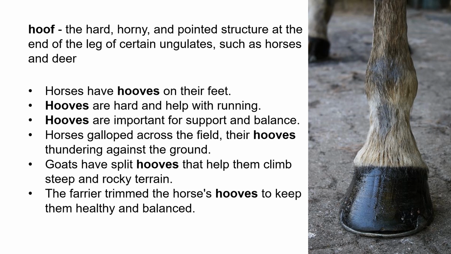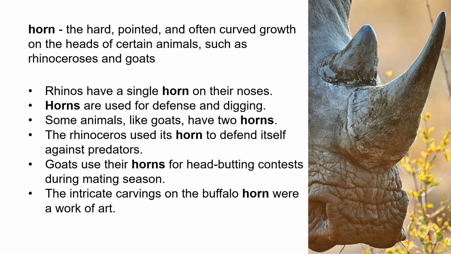Hoof is the hard, horny, and pointed structure at the end of the leg of certain ungulates, such as horses and deer. Horn. Horn is the hard, pointed, and often curved growth on the heads of certain animals, such as rhinoceroses and goats. Rhinos have a single horn on their noses.